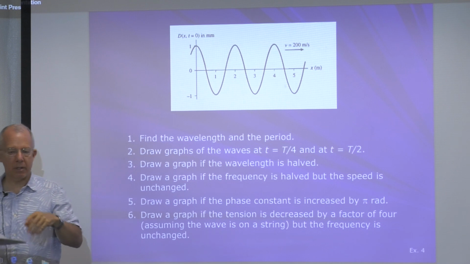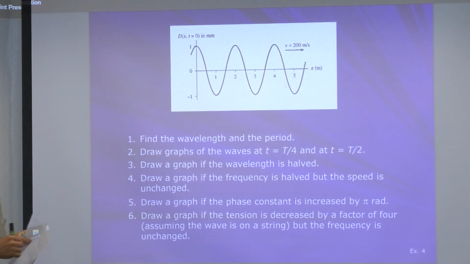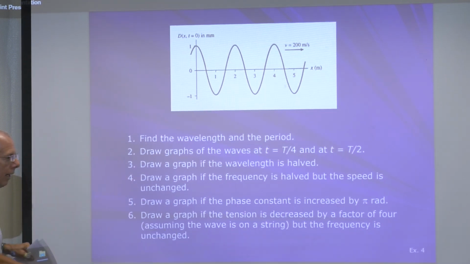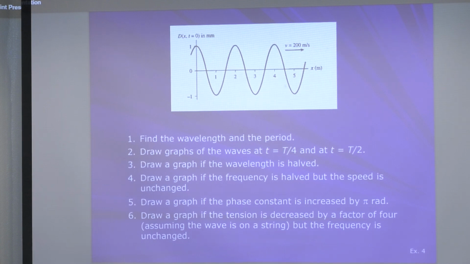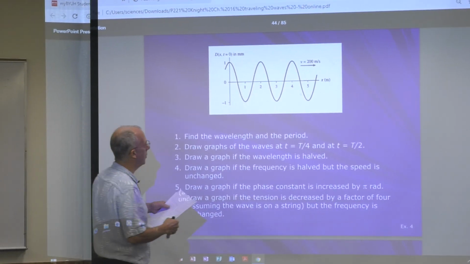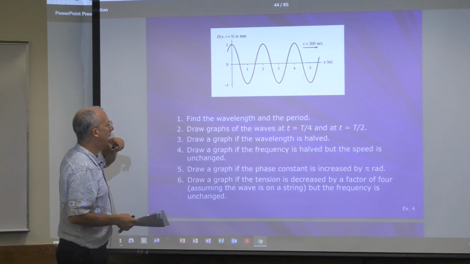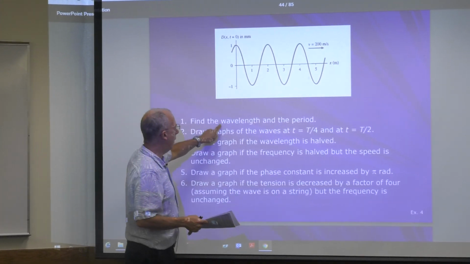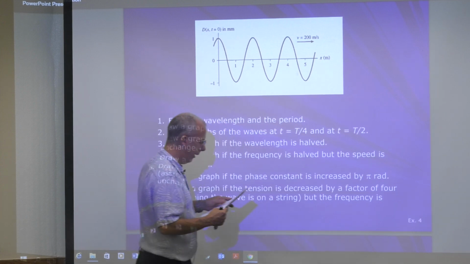So this is what they call a snapshot graph. It's like if I made a rope wave and we just took a picture of it. So we see what that rope wave looks like at one particular time. So it's a snapshot. Okay, so number one, find the wavelength and the period.